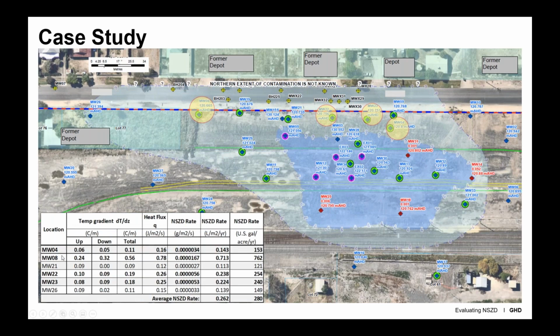For MW4 and 8, all of the results that we had were less than 800 US gallons per acre per year, ranging from 121 to 800 at the site. And if you're used to liters per meter squared per year, that's falling from 0.113 to 0.713 liters per meter squared per year at the site.